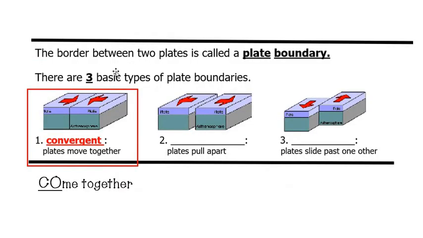The first type of movement is called convergent, C-O-N-V-E-R-G-E-N-T. And a convergent plate boundary is where the plates are moving towards each other. They're coming together. The way I remember that is that convergent starts with C-O, so I remember it means come together. The first 2 letters of come are C-O, and the first 2 letters of convergent are C-O as well.